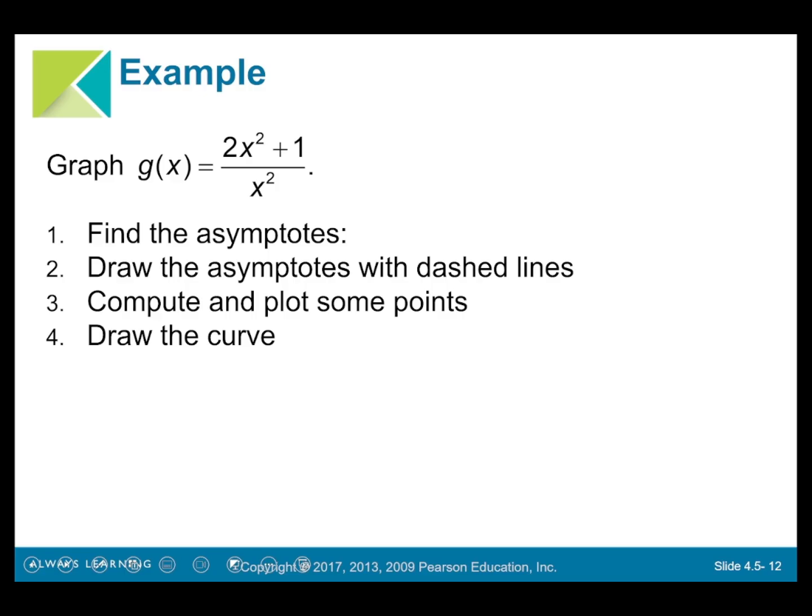So now we're going to work on actually graphing a function like this. We're going to find all its asymptotes. We're going to draw the asymptotes with dashed lines. We're going to plot some of the points. Then we can actually draw the curve.